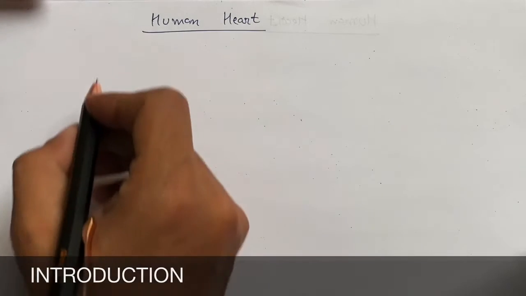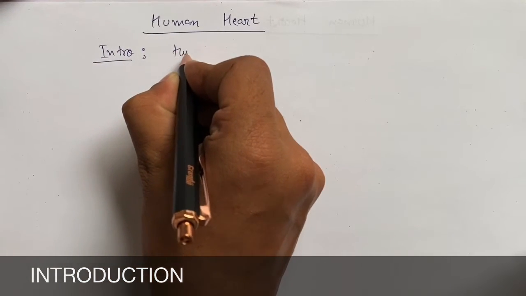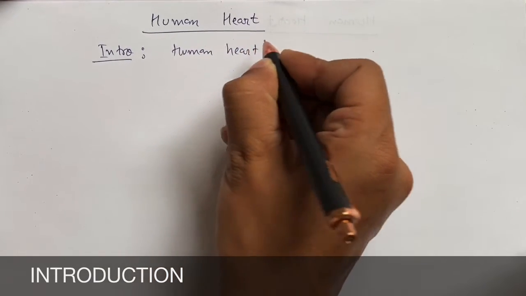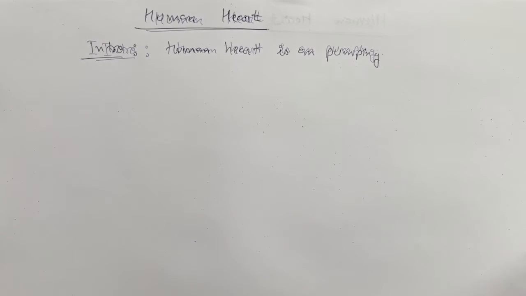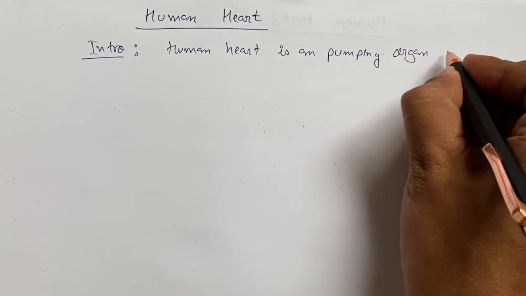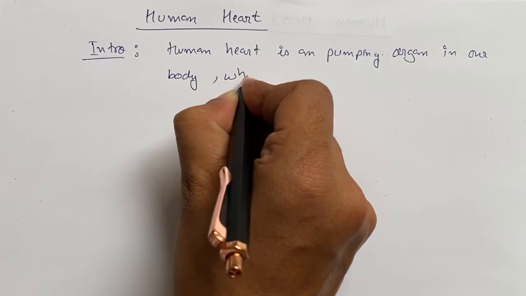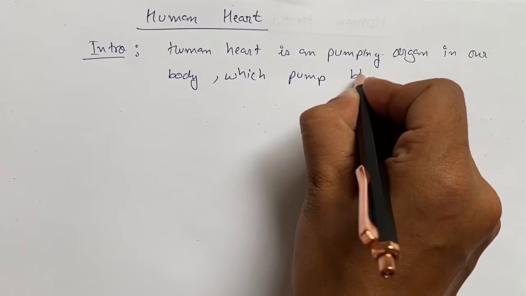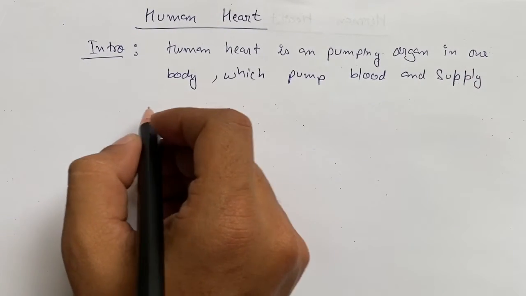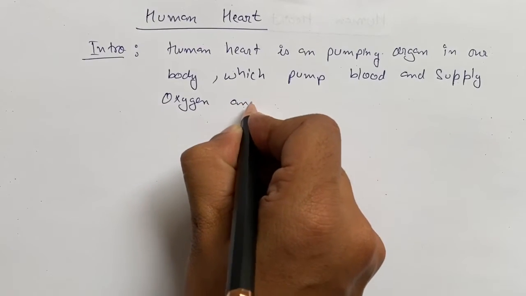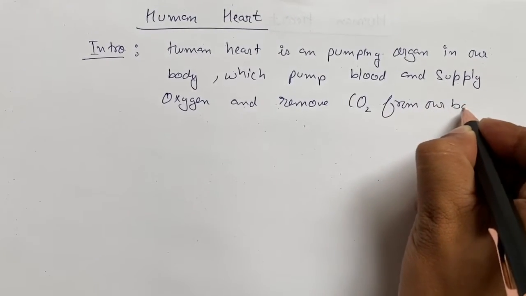First, I am starting with introduction. Human heart is pumping organ in our body which pumps blood and supplies oxygen and removes carbon dioxide from our body.